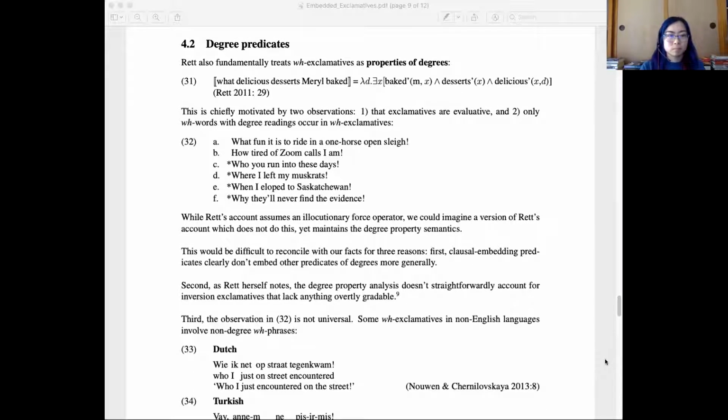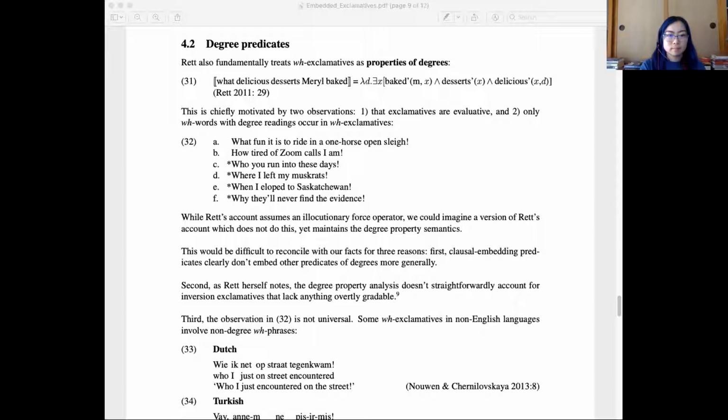One such account is that of Jessica Rett, who additionally fundamentally treats exclamatives as properties of degrees with this exclamative force component. So we're abstracting away from that piece of her analysis, but her treatment of WH exclamatives as involving properties of degrees is very appealing on its face, because exclamatives seem to have this degree-related meaning across the board. They tend to be evaluative. And I should say in example 2, this is an observation restricted to English, but in English, only WH words with degree readings available can occur in WH exclamatives. So in 32, we see that there are what and how exclamatives, what and how being able to range over degrees, but there are no corresponding who, where, when, or why exclamatives.